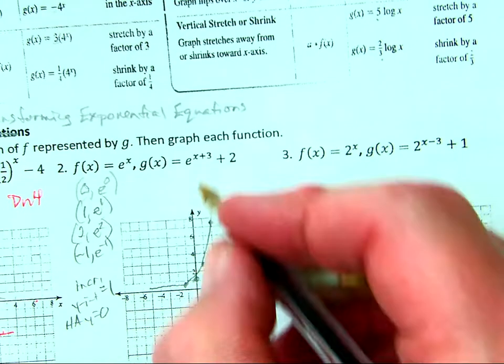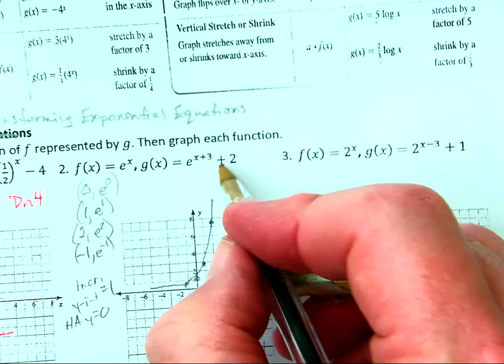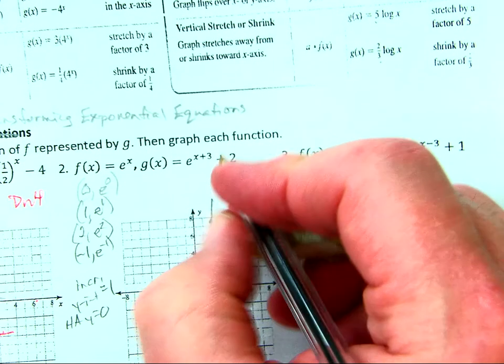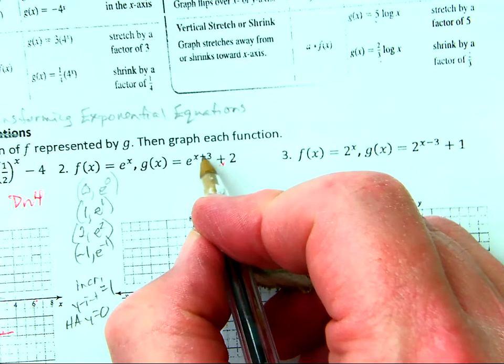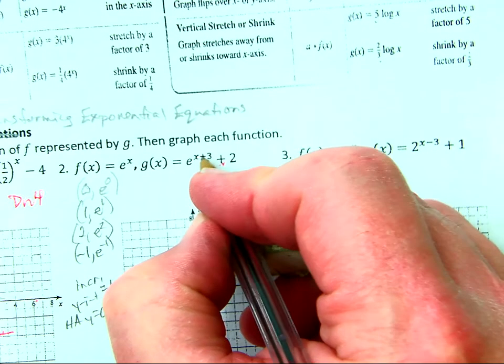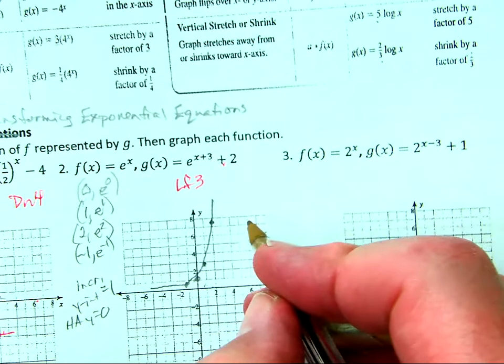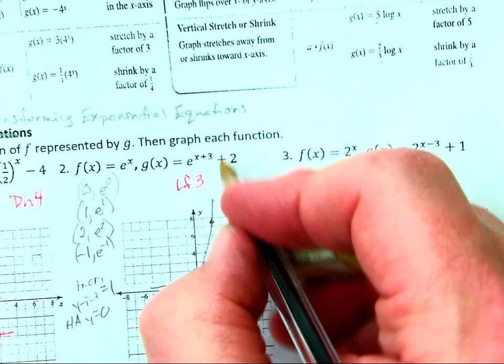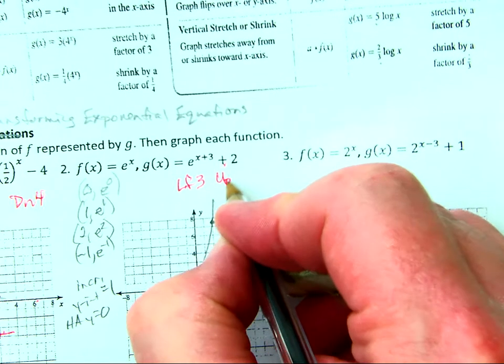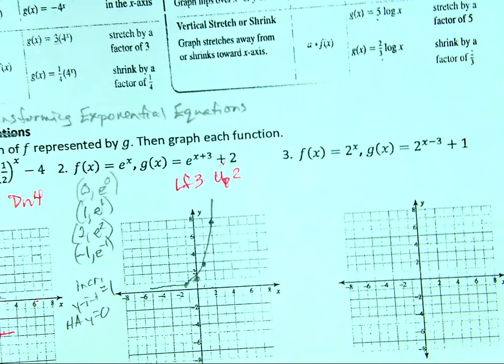Well, now, if we look at the transformation, there are two things. Notice we have a +3 with the x, so that's going to be left 3. Then the 2 is out by itself, so that's vertical, so that's up 2. So we're going to move every point left 3 and up 2.